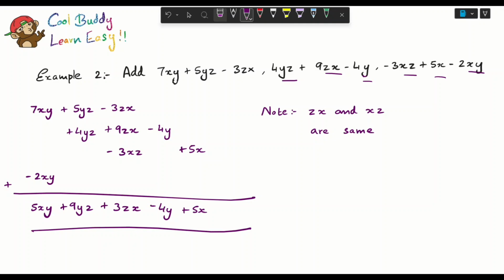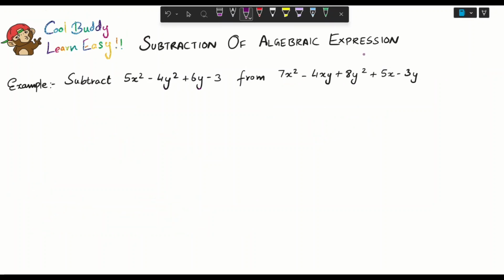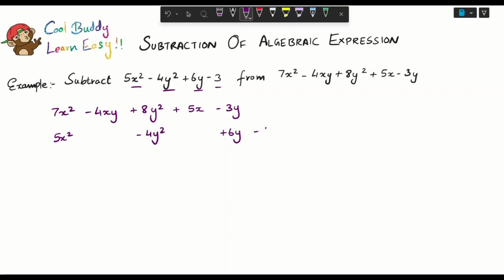Now let's understand how to subtract algebraic expressions. Subtraction means changing the signs and adding them. Here we'll subtract the 5x square expression from the 7x square expression. We'll write the 7x square expression first, and then in the second expression we'll look for the x squared term in the first expression and write below it. And then we'll look for the y squared term in the first expression and write below it minus 4y squared. And then we'll look for the y term and write below it plus 6y. And then at the end, we'll write the constant term which is not there in the first expression.